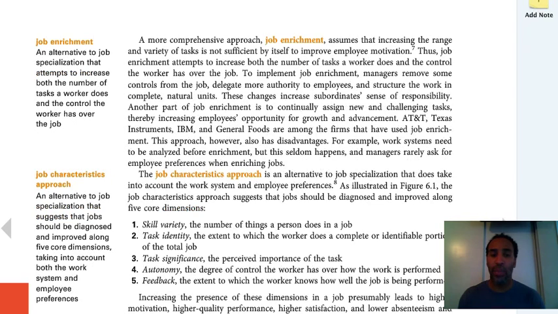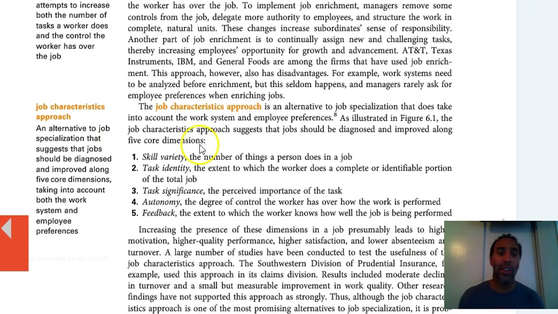Job characteristics approach is a little bit more complex. This is an alternative to job specialization that suggests that jobs should be diagnosed and improved along 5 core dimensions, taking into account both the worker, system, and employee preferences, right? So now we're saying we're going to have a job. We're not just going to say this is the way we always did it. We're going to say, look at this job and let's look at these 5 components and see if we can improve upon those. So number 1 will be skill variety, the number of things a person does in the job.